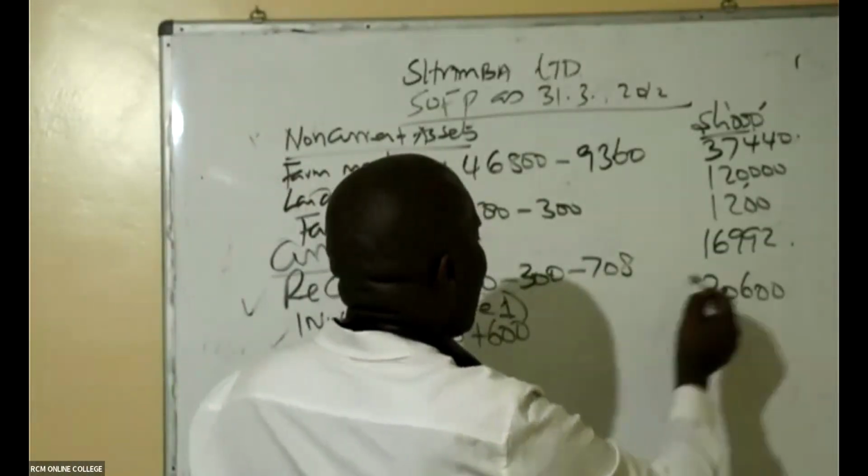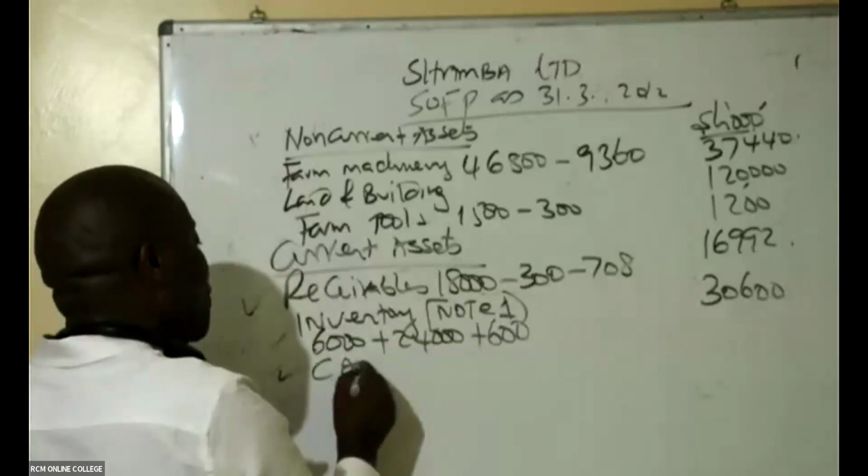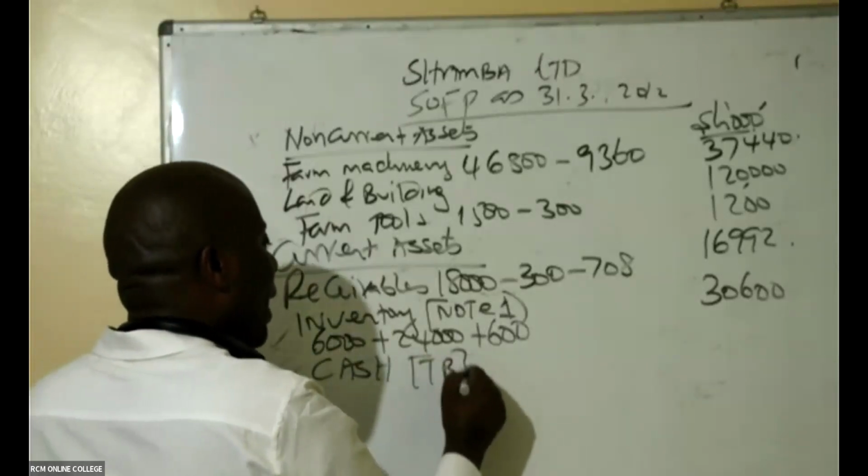And ladies and gentlemen, of course, I have cash. Cash is a current asset in the trial balance.